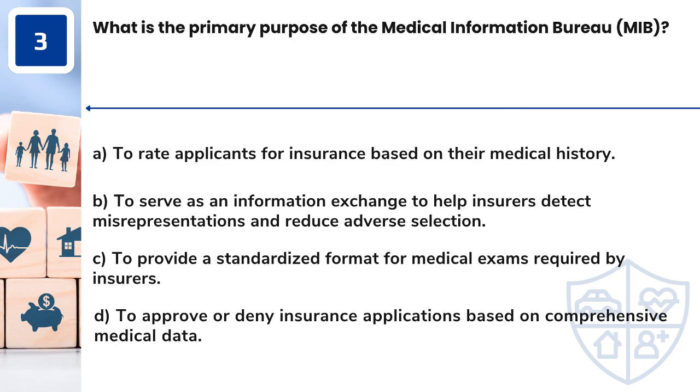Question 3. What is the primary purpose of the Medical Information Bureau, MIB? A. To rate applicants for insurance based on their medical history. B. To serve as an information exchange to help insurers detect misrepresentations and reduce adverse selection. C. To provide a standardized format for medical exams required by insurers. D. To approve or deny insurance applications based on comprehensive medical data.